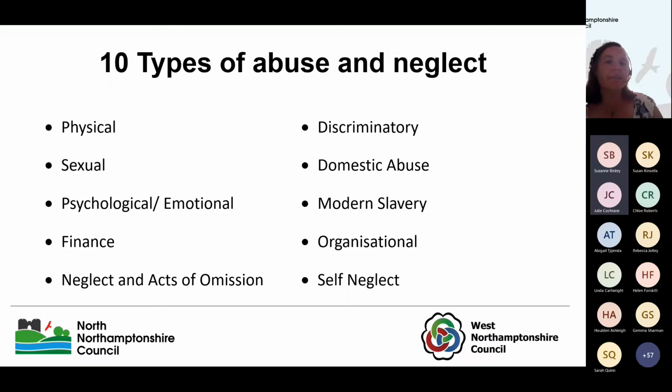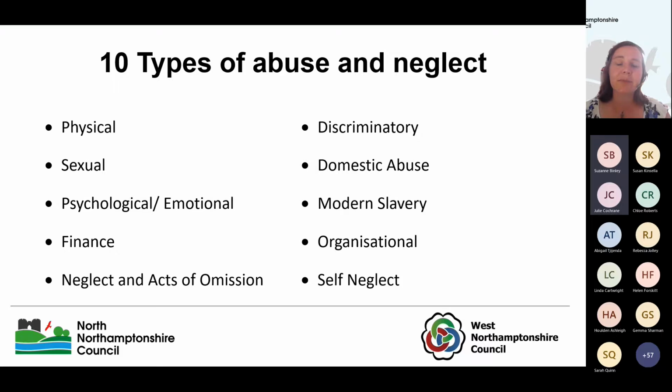Okay, so we've got physical, sexual, psychological and emotional, finance, neglect and acts of omission, discriminatory, domestic abuse, modern slavery, organisational and self-neglect. So all of these are quite wide. So we're going to run through and think about some of the different things that we might expect to see on these. So physical abuse tends to be anything that involves touching the other person. So it could be hitting, kicking, scratching, burning, anything that physically happens.